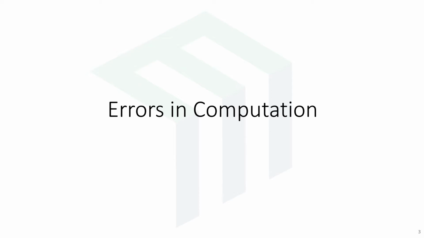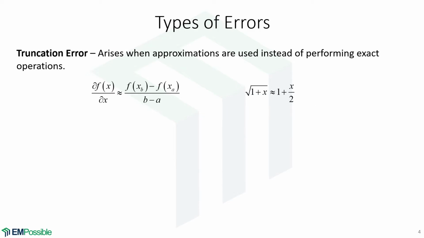Errors in computation. Let's start by talking about really the three types of errors that we can encounter. The first is called a truncation error.